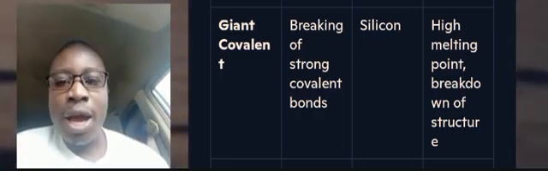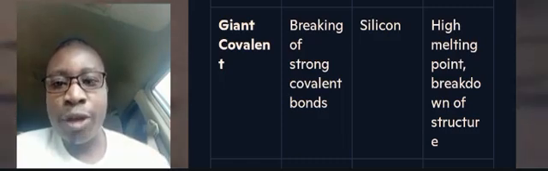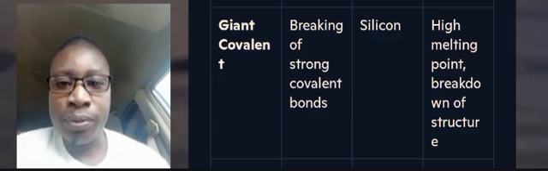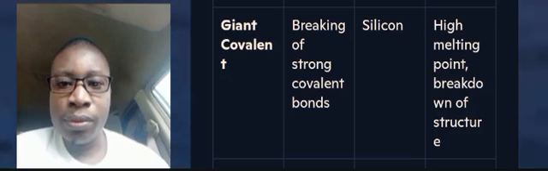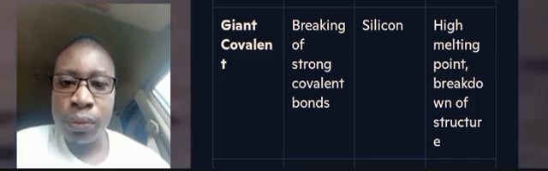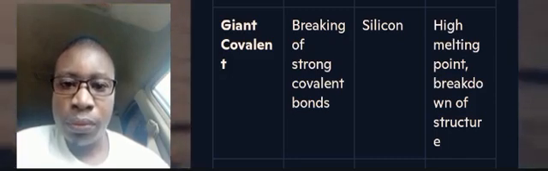Can you come again on this one? Are we not breaking the actual covalent bonds when we're melting such structures as diamond? Sure. When we melt giant covalent structures, we are breaking the weaker forces between the atoms, not the strong covalent bonds themselves. In structures like diamond, where each carbon atom is covalently bonded to 4 others in a 3D network, melting would require overcoming the entire structure, which is extremely difficult. That's why diamond doesn't really melt under normal conditions. It sublimes, turning directly from solid to gas.